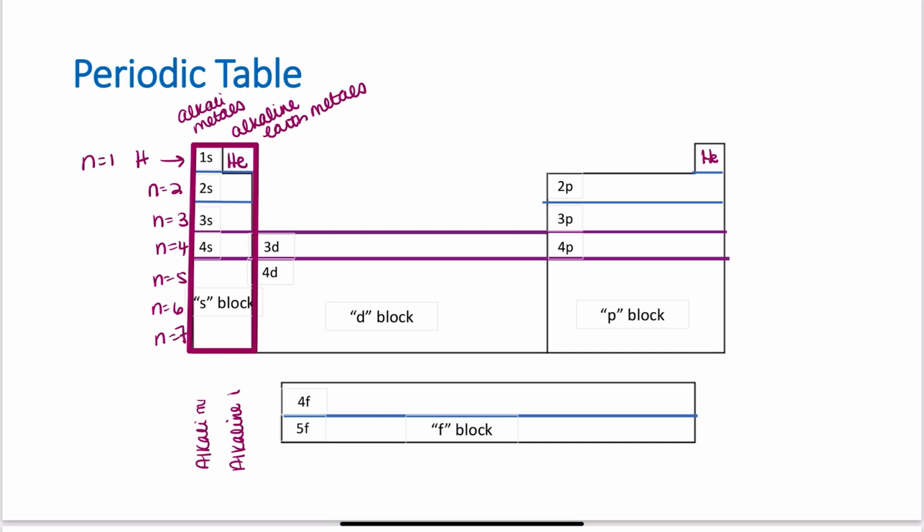Next up is our P block. The P block is found over here, and that's some of your metals. Most of your non-metals are in your P block, with the exception of hydrogen, helium, etc. Your P block is over there. In the middle of your periodic table is your D block. This is also known as your transition metals.